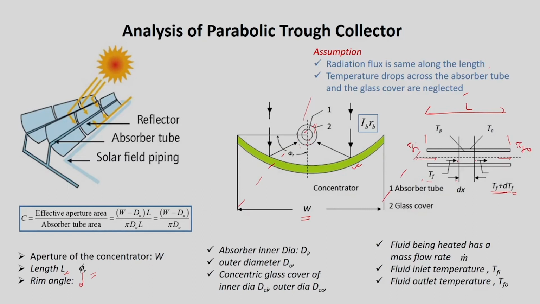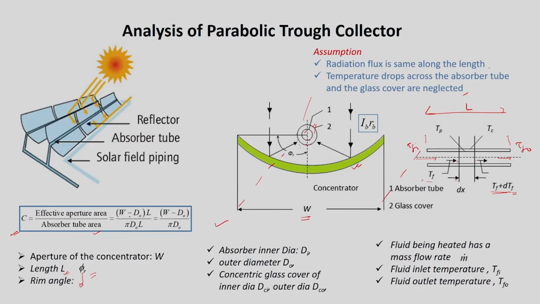So the outlet temperature is Tfo, and let m be the mass flow rate of the fluid that is flowing through the tube. And if we are interested in the concentration ratio of this configuration, it will be something like this: the effective aperture area to the absorber tube area.